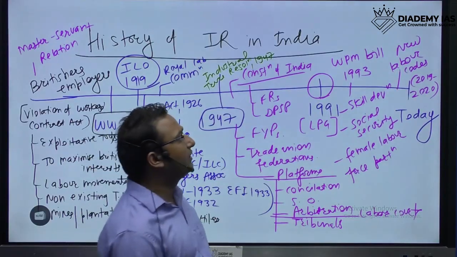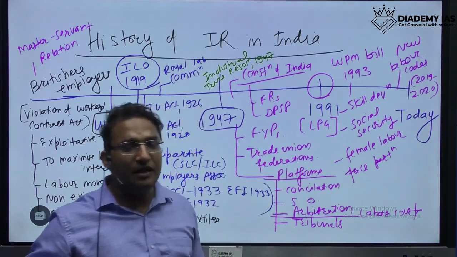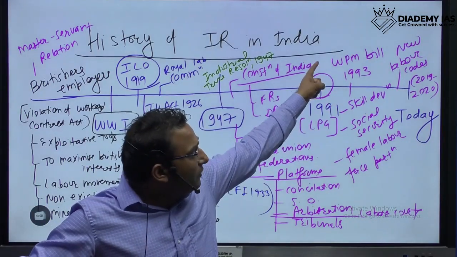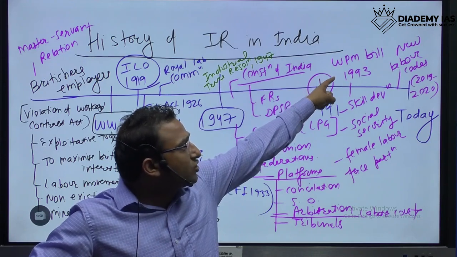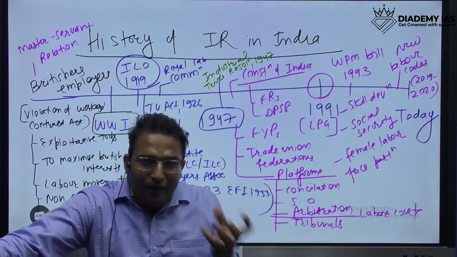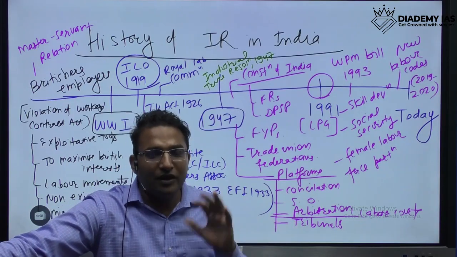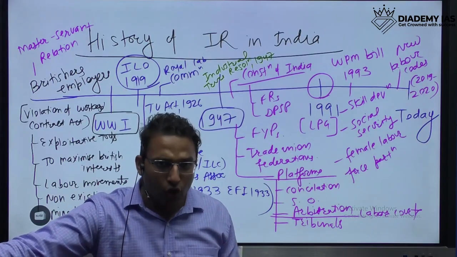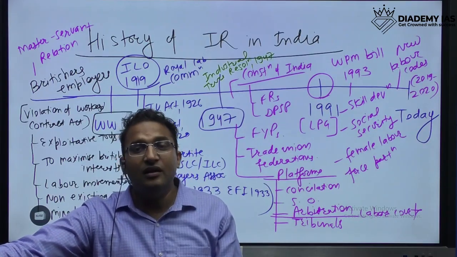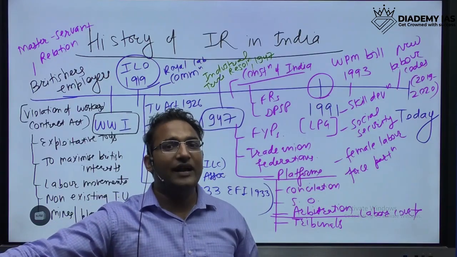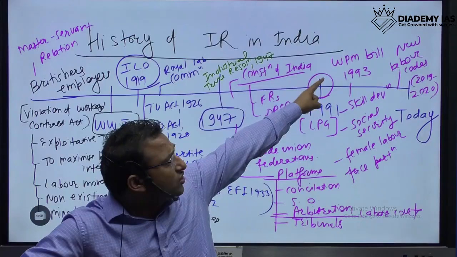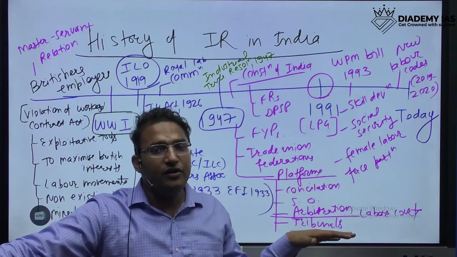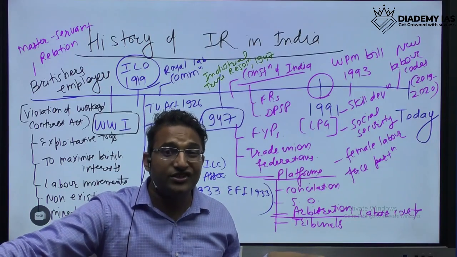Also one more thing: in 1993 one major development came in the form of the Workers Participation in Management Bill. Bill means not implemented, but with the help of these provisions at least some light was thrown on the view of the government regarding how the workers should participate in the management of the enterprises. It has not been implemented, but definitely it is an important part of the history of IR.